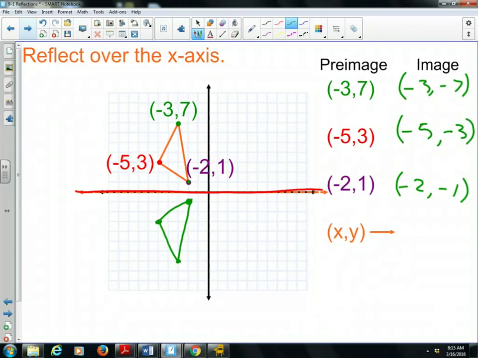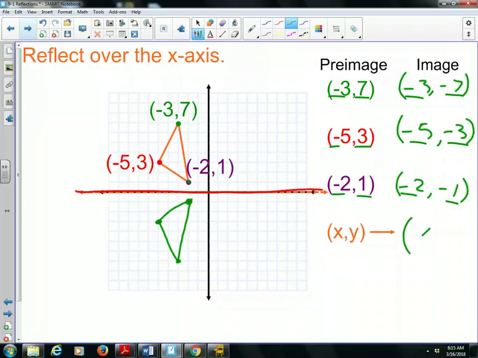So on all of these pre-image to image transformations, what happened to all my points? The x-coordinate stayed the same on all of them, right? The y-coordinate changed its sign. It was 7, now negative 7. It was 3, now it's negative 3. It was 1, now it's negative 1.